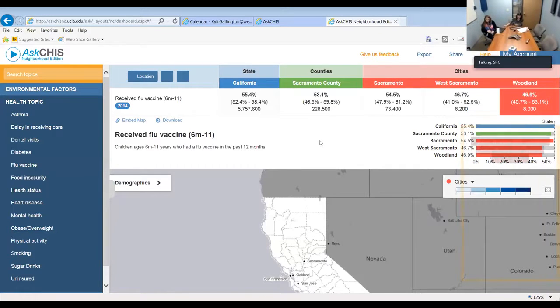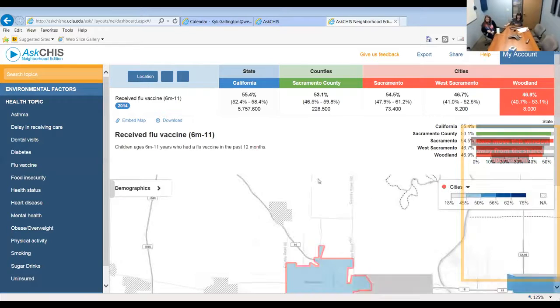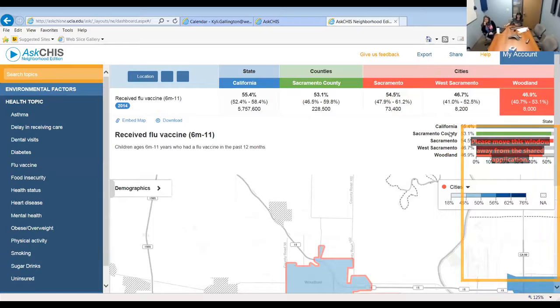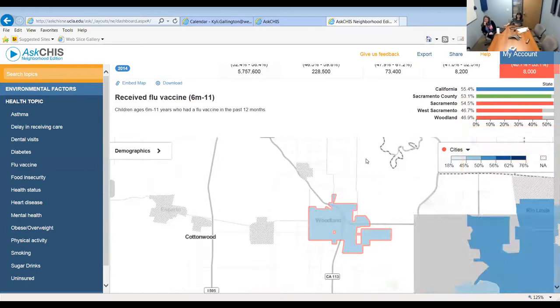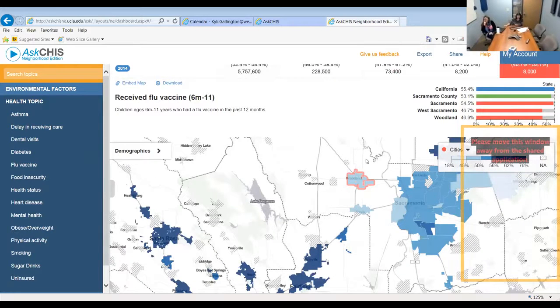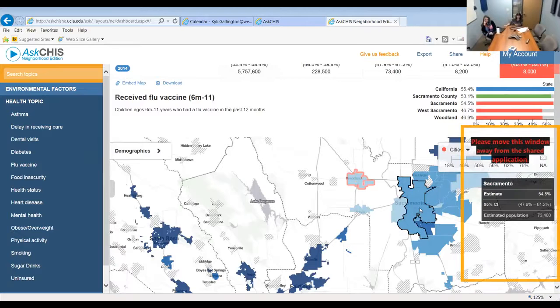So once I've brought this up, it is going to, sorry, my computer's freezing a little bit. There we go. So we can see the statistics for the state of California, Sacramento County, Sacramento City, West Sacramento, and Woodland, giving you a little pop-up information about each one. It's providing me with a little table. Sorry, we're having more Zoom problems too. I'm zooming out a little bit, but it's also providing us with a map in Sacramento that's graphically showing. And when I hover over it, it's giving me the estimate and the confidence interval as well.